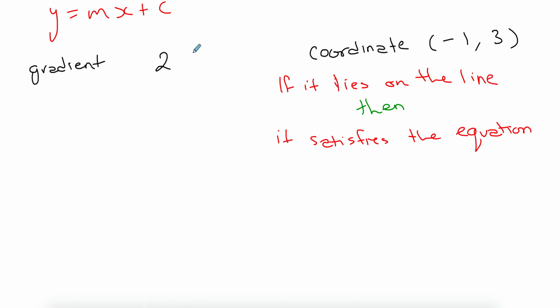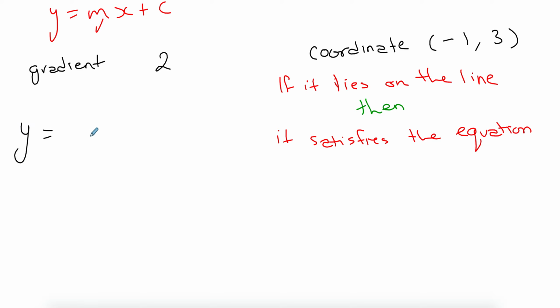So if they gave you the gradient and the coordinates and they want the equation of the line, we want to end up with y equals to something, a value for m, so the gradient, plus the c. So we have the gradient, the thing we're missing is the c value.